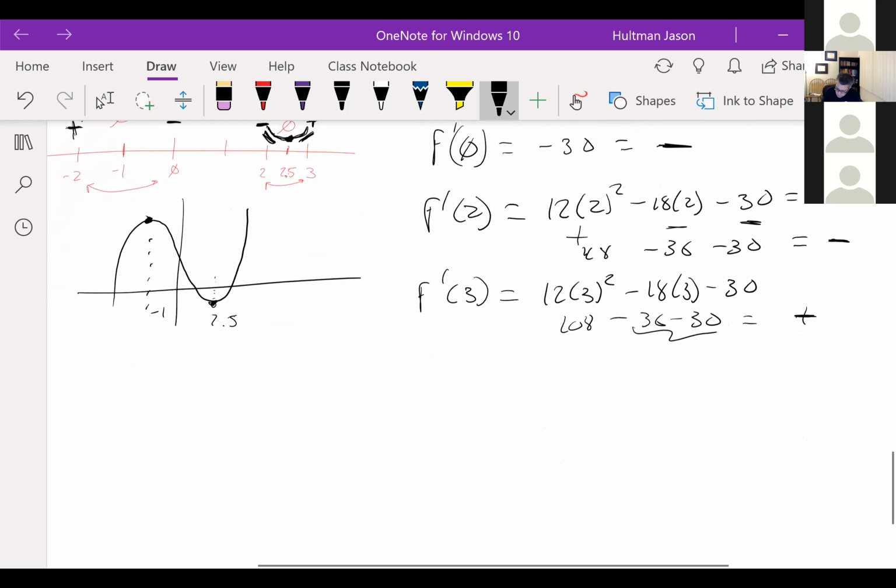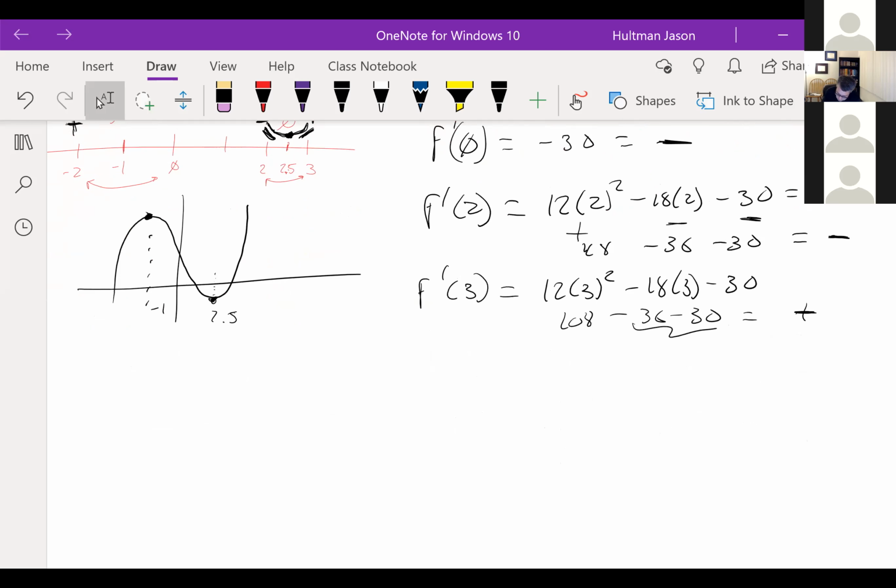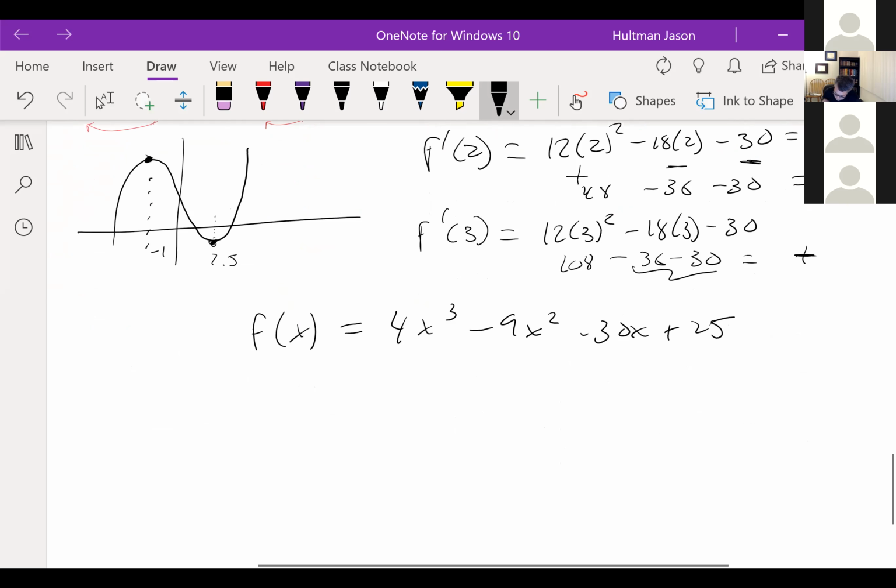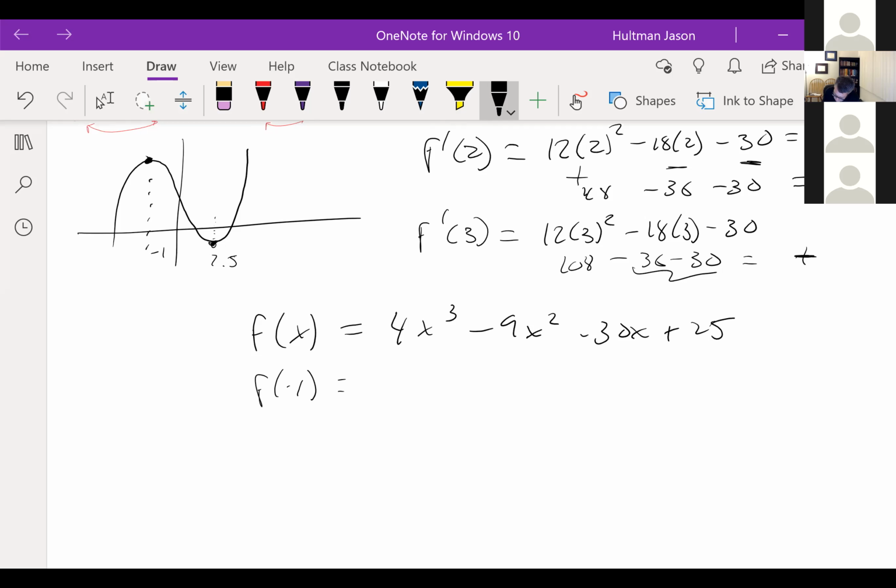Okay, so let's find our relative extrema here. At f of -1 of the original function, I'm going to plug in. Let's look at the original function: f of x is equal to 4x cubed minus 9x squared minus 30x plus 25, right? Okay, and I want to evaluate this at -1. What happens at -1? 4 times -1 cubed minus 9 times -1 squared minus 30 times -1 plus 25.